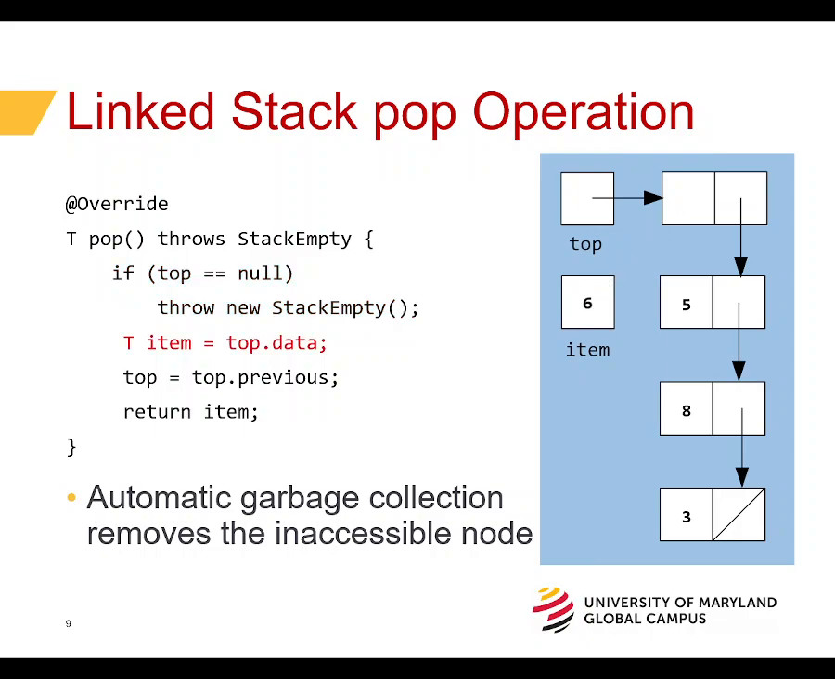Because pop needs to return the value at the top of the stack, it must be saved before the top node becomes inaccessible. So at this step, it is copied to the local variable item. The assignment of top to top.previous copies a reference to the second node in the list to top, which has the effect of removing the top node. Finally, the data that was saved in the local variable item is returned.